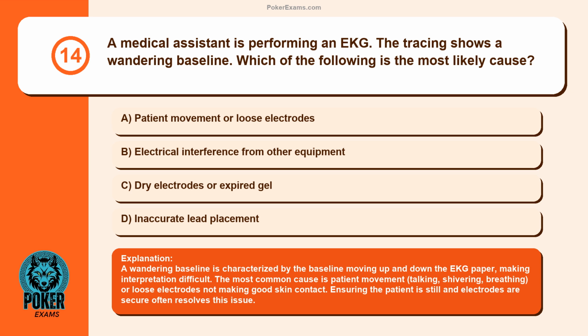A wandering baseline is characterized by the baseline moving up and down the EKG paper, making interpretation difficult. The most common cause is patient movement, talking, shivering, breathing, or loose electrodes not making good skin contact. Ensuring the patient is still and electrodes are secure often resolves this issue.